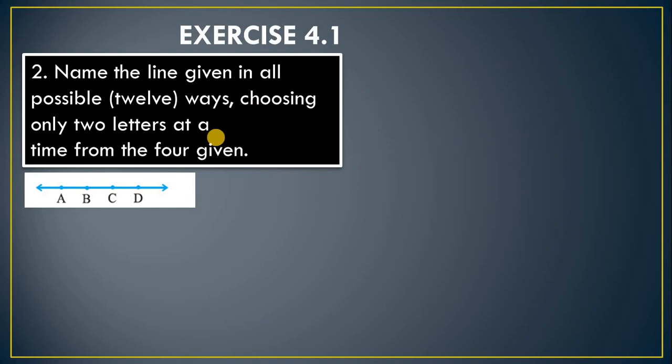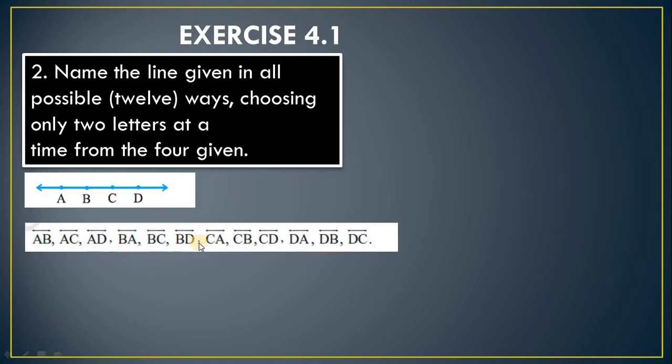Now question 2. Name the line given in all possible 12 ways, choosing only 2 letters at a time from the 4 given. Here the 4 letters are already given. This answer is quite easy. You have to make the 12 pairs like AB, AC, AD, then BC, BD, BA, then CB, CA, CD. So 4 letters, and you have to make pairs. So 12 different combinations will be there like this.